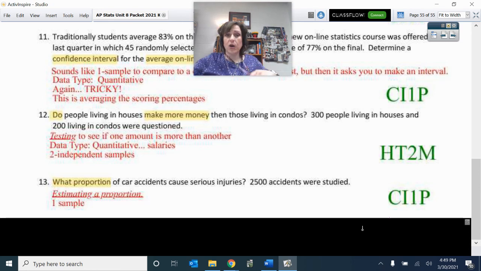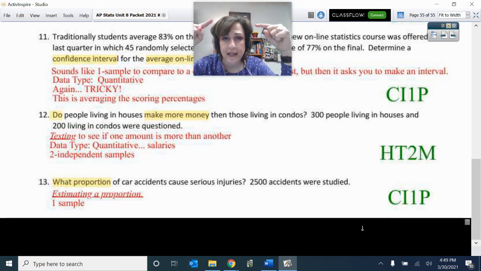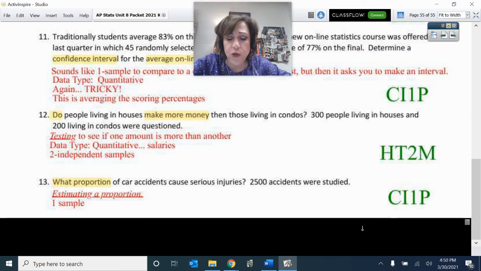Okay, so hopefully you can figure out type of data. Is it quantitative or categorical, proportion or mean? Then how many samples? One sample, two samples. If it's a mean, is it paired? Then are you estimating an amount, a confidence interval, or are you seeing if you have evidence that one is different, or more or less than the claimed? That's a hypothesis test. So good luck to you. Let's see how you do on your assignment. There's 20 of them for you to try.